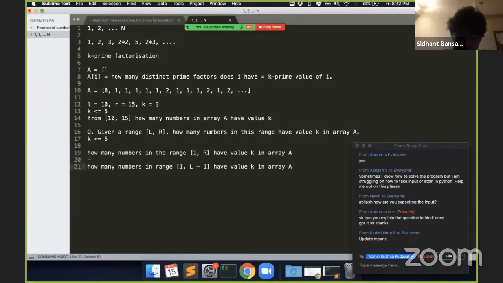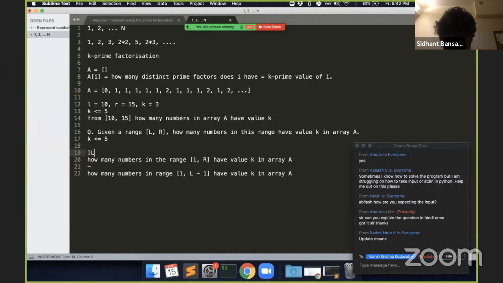So that's why I'm saying that if someone is thinking of segment trees, it's a good idea not to, because there are no updates in this question. We'll actually do it by prefix sums, because this question can be remodeled as: how many numbers in the range 1 to R have value k, minus how many numbers in the range 1 to L minus 1 have value k. This will give you the L to R answer, correct?